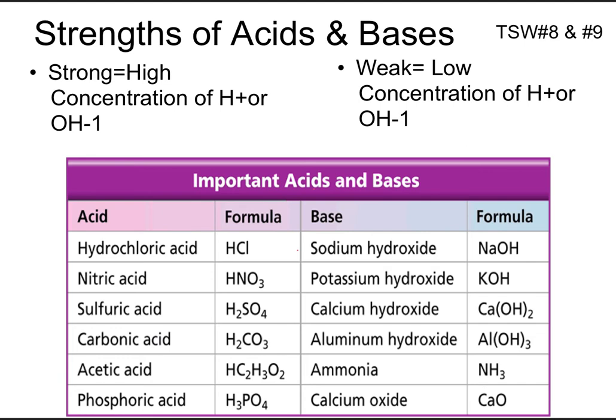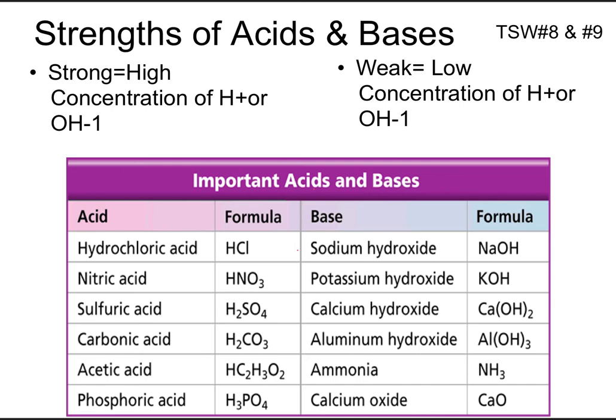If you see here, you have a list of different acids and bases. Your strong ones. If they have a high concentration, these could technically be classified as strong, but you have hydrochloric acid, nitric acid, sulfuric acid, carbonic acid, acetic acid, and phosphoric acid.